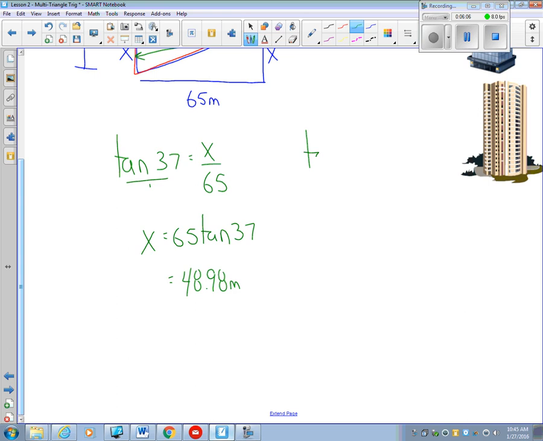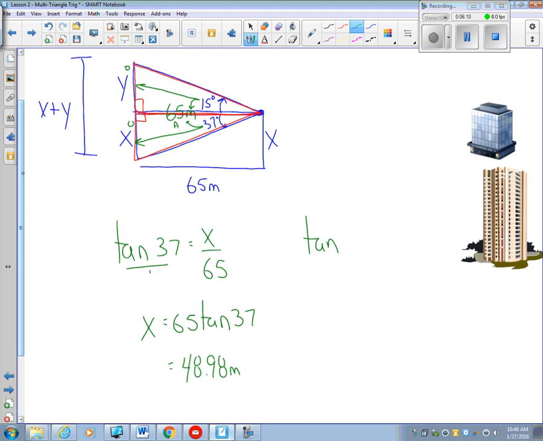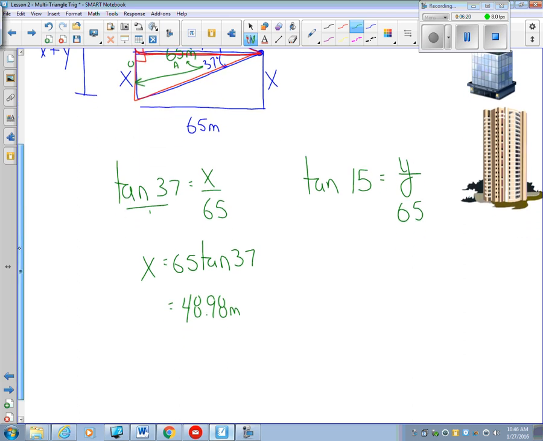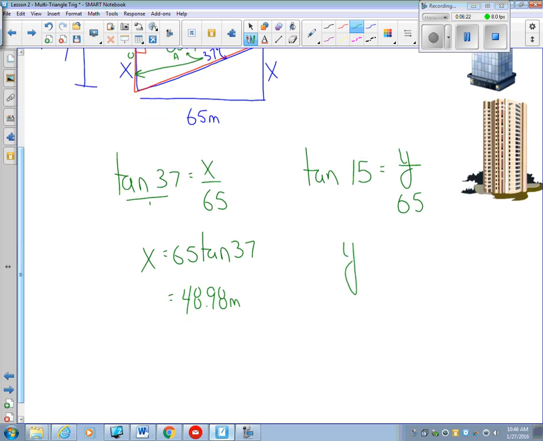If I do the exact same thing, but I use the other triangle, again it's tan because we had O and A, but this time we have the 15-degree angle. Now it's going to be y over 65. It basically looks the same, right? The only thing we've changed is the angle. So the same process. Y equals 65 times tan 15. Punch all that in our calculator and we'll end up with 17.42.